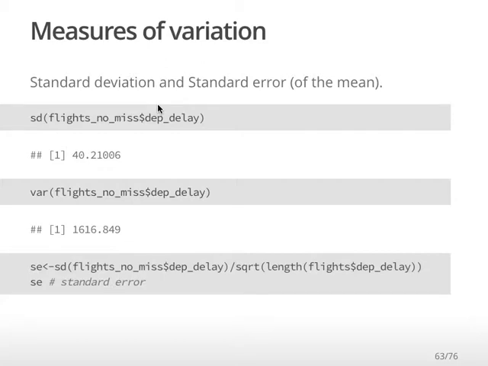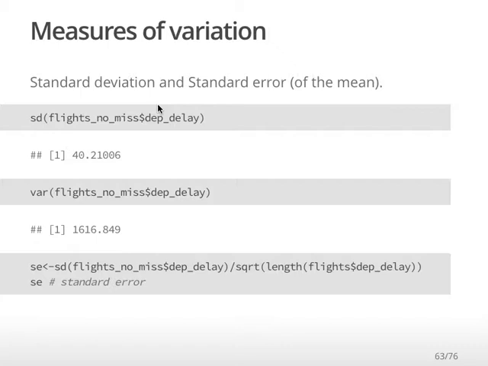So there is no standard error function, but if you go back to your undergraduate statistics, it's the standard deviation divided by the square root of n, and n is how many cases we have in our database. So we use length to say how many cases we have. So this will calculate for us the standard error of the mean.